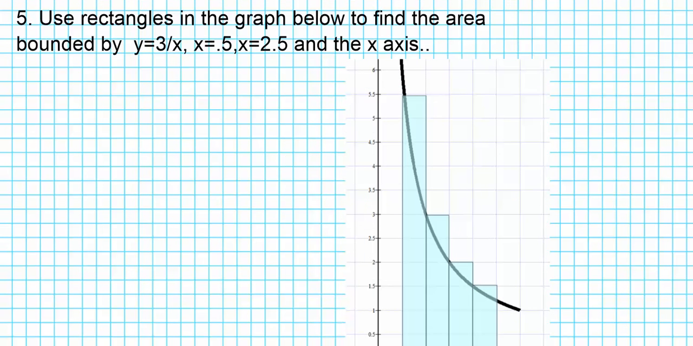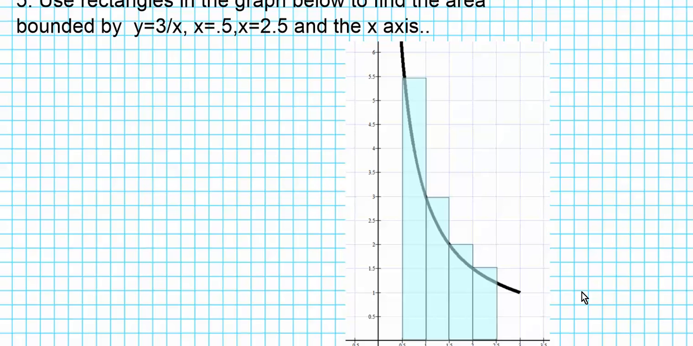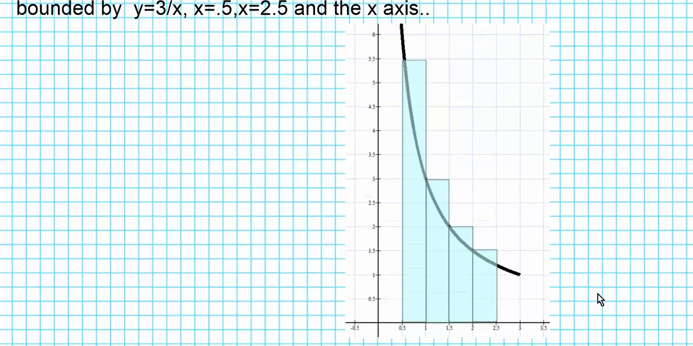All right, let's take a look at question number 5. It says use rectangles in the graph below to find the area bounded by y equals 3 over x, this function right here, x equals 0.5, x equals 2.5, and the x-axis, okay? So this is an example where we're using pre-calc, again, to estimate what the calculus result is. What calculus can help us do in this problem is to find the exact area of this region right here.